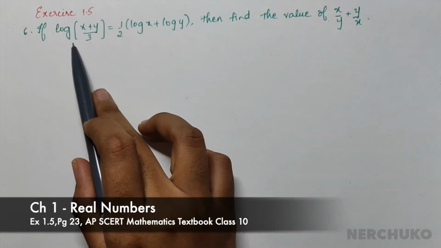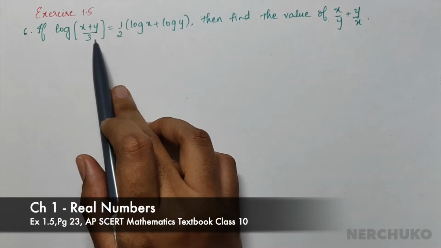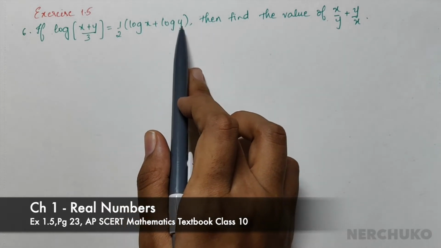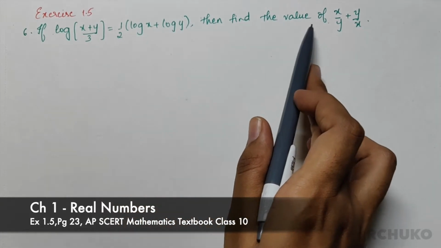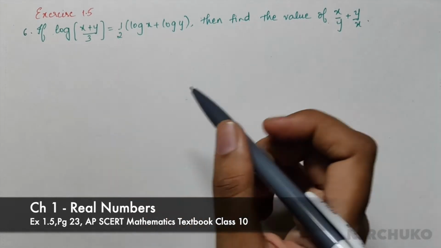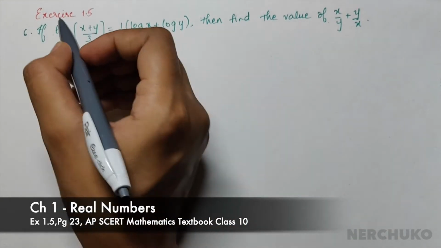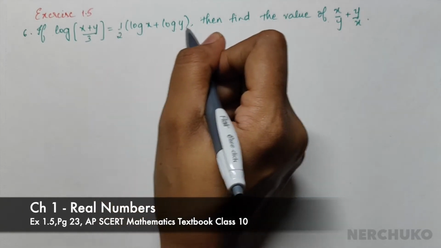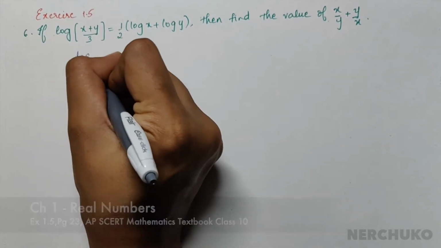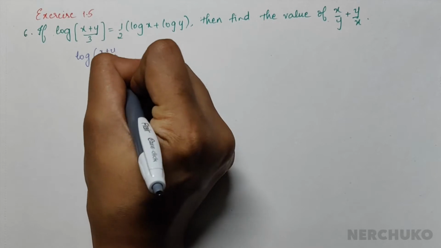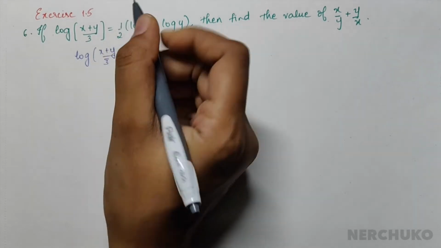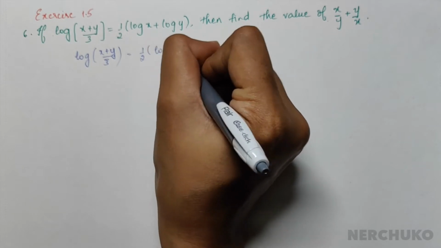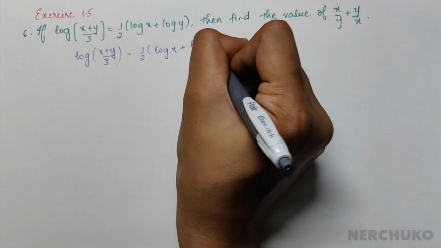If log of (x plus y) divided by 3 is equal to half into (log x plus log y), then find the value of x by y plus y by x. So let me consider this equation: log of (x plus y) by 3 is equal to half into (log x plus log y).